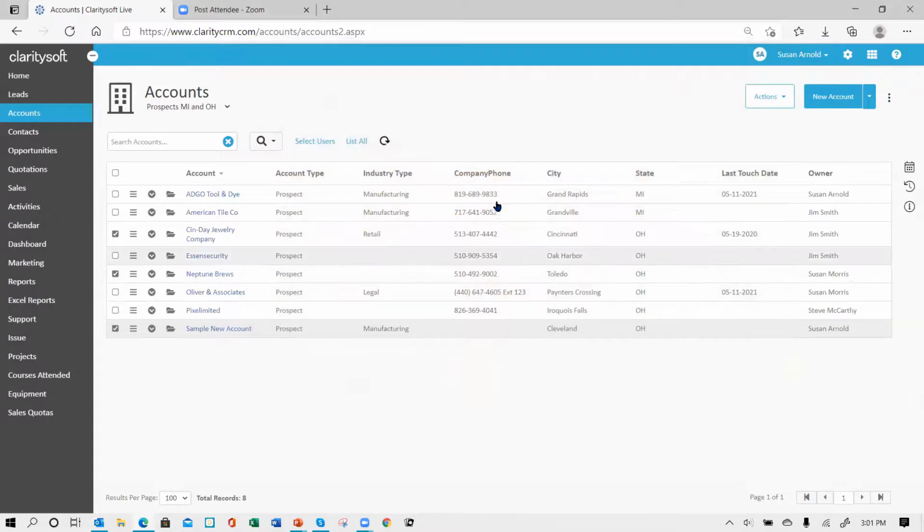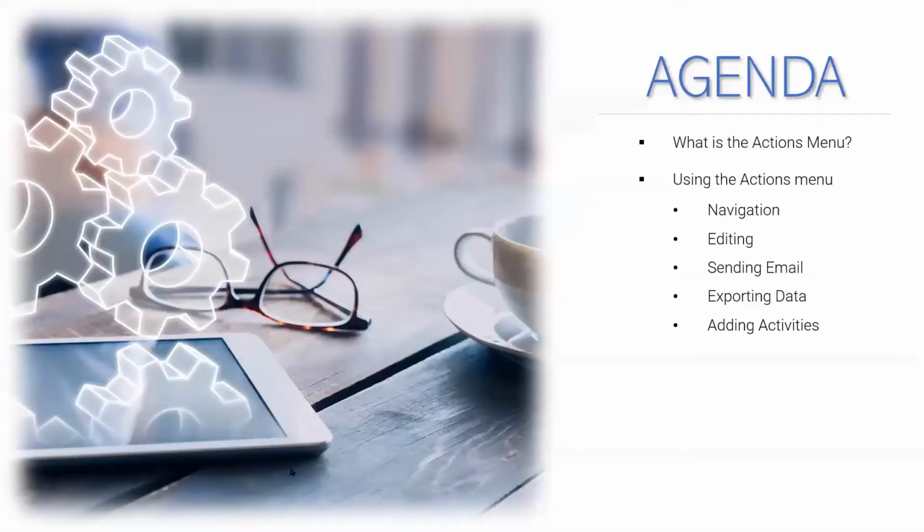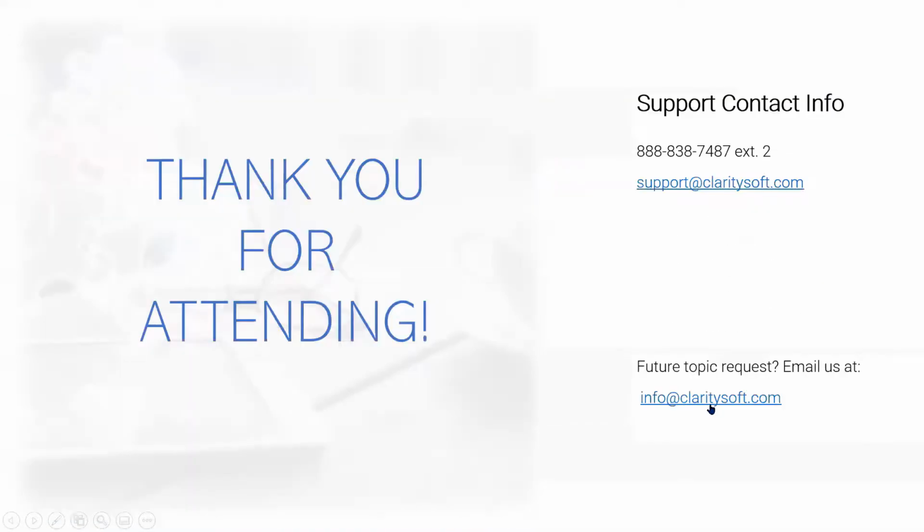All right. Well, hopefully that gave you some ideas on these action menus. Go to each module and look at the different action menus that are in each module and try some of these things out. See if they help you be a little bit more efficient in how you use ClaritySoft and make you get along and do things.